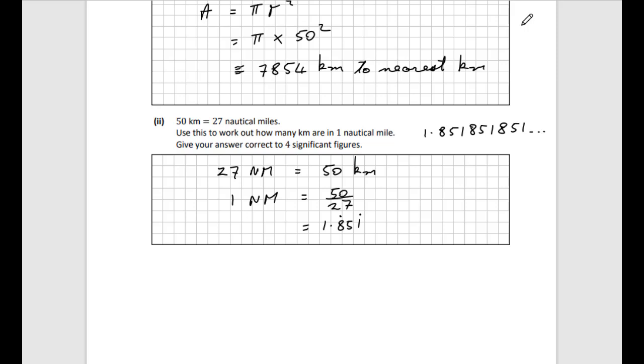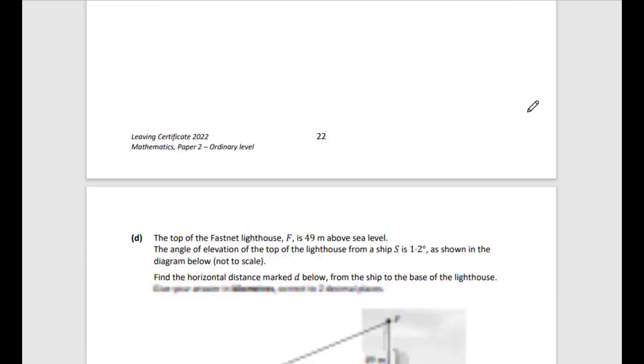So we want 4 significant figures, which means you start on the left hand side at 1, 2, and then you go to 8, 5, 1. This is where your 4 significant figures will finish. So your answer here then is 1.85. Because there's an 8 after the 1, we need to round up to 2. So it's 1.852 kilometers. Okay, so let's move on to the next question then.